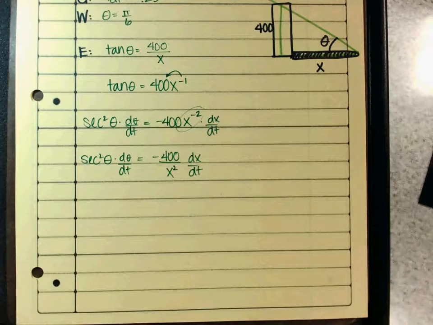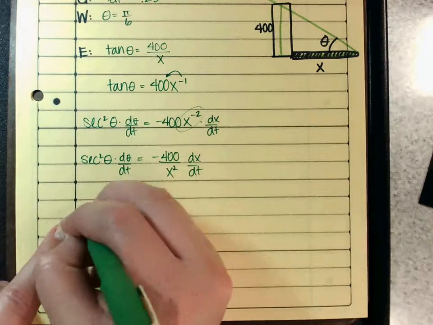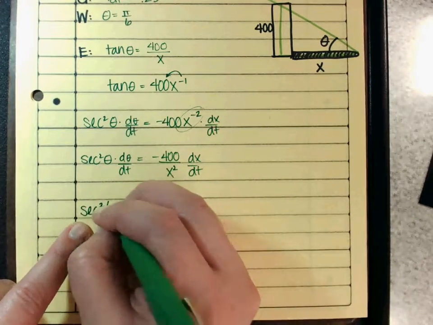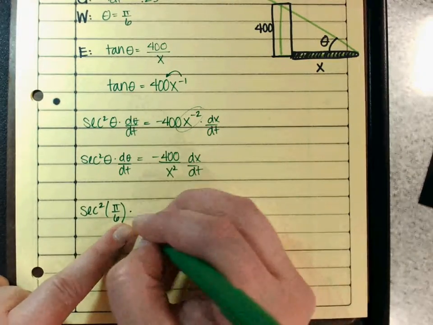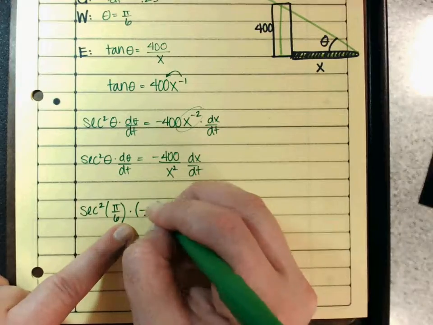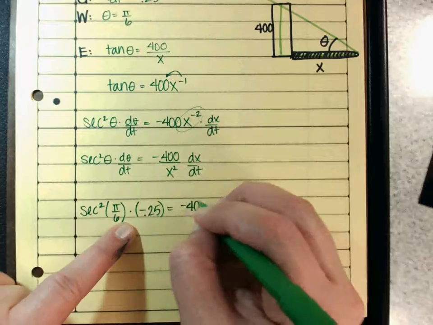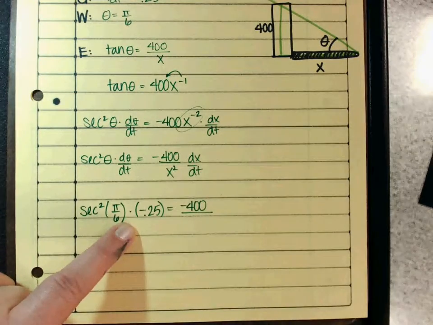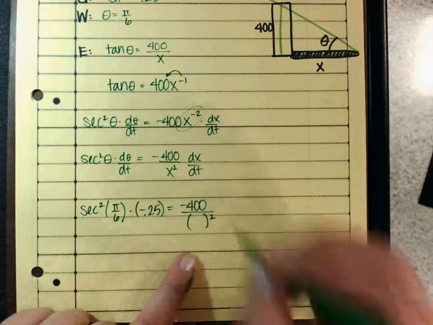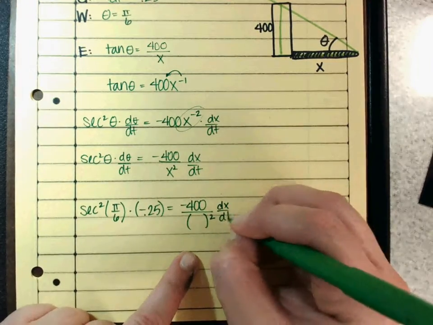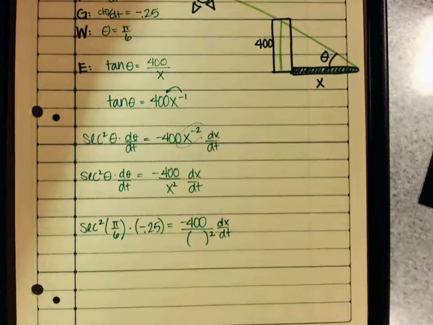Okay, we want to plug stuff in. Do we know theta? Yeah, what is it? Secant squared pi over 6. Do we know d theta/dt? Negative 0.25 equals negative 400 over, do I know x? No, we're going to have to find that. And then dx/dt. Now, this is where all of the stuff that seems so useless from geometry and trig is going to come back.